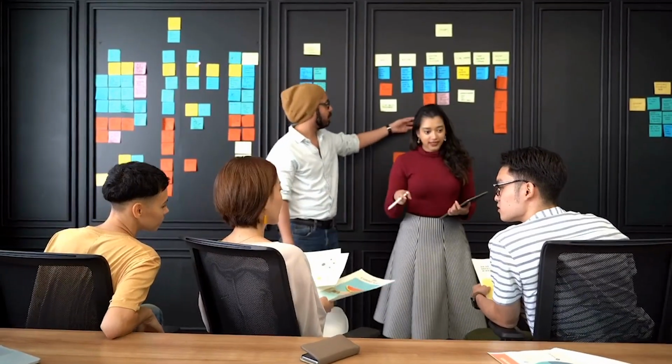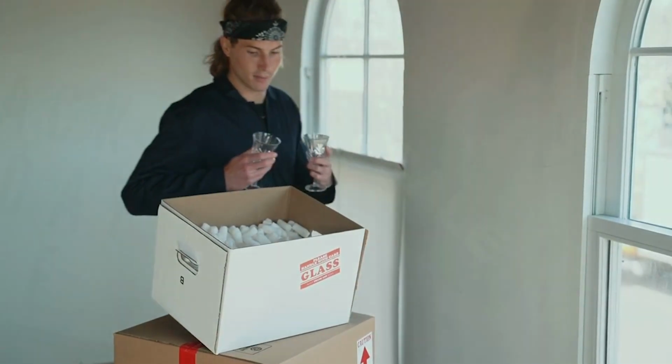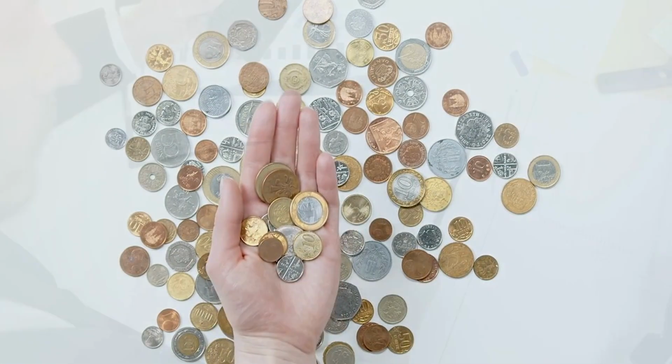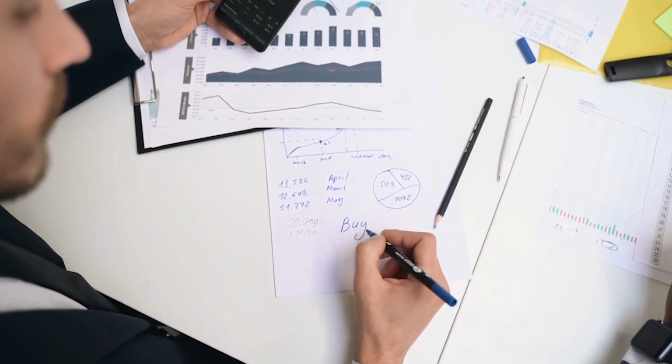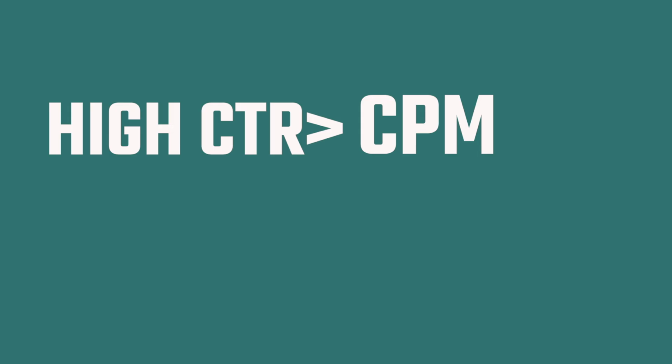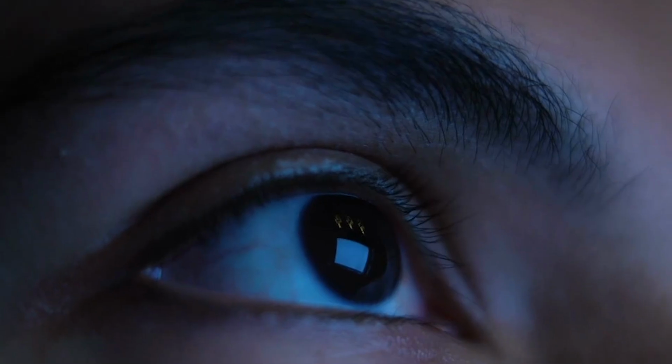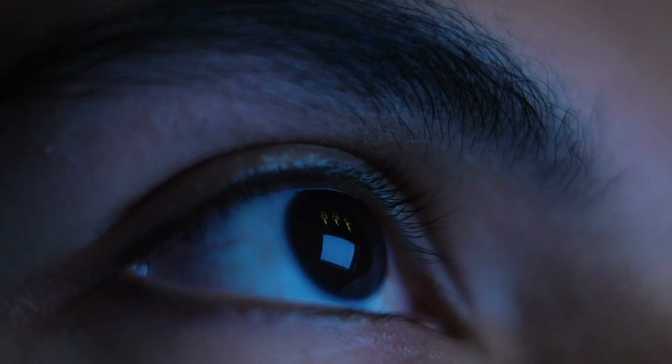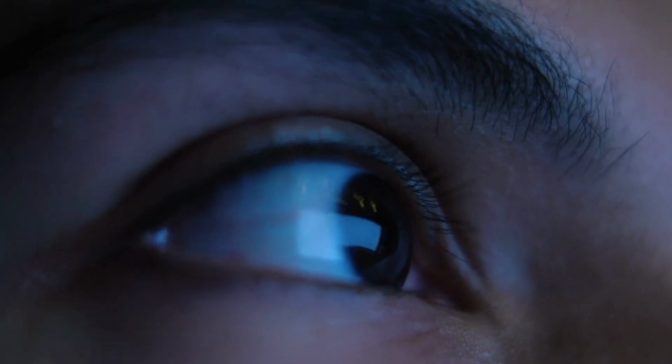CTR and CPM working together for success. Here is where things get interesting. Imagine an ad with a high CTR but a super expensive CPM. It might be reaching the right audience but costing a fortune. On the other hand, a low CTR with a low CPM might seem cheap, but if no one clicks, it's not very effective. The ideal scenario is high CTR paired with a reasonable CPM. This means your ad is both eye-catching and cost-effective, reaching a relevant audience who clicks through.